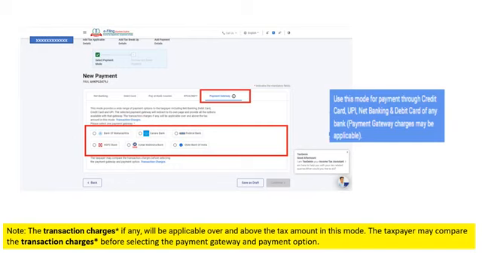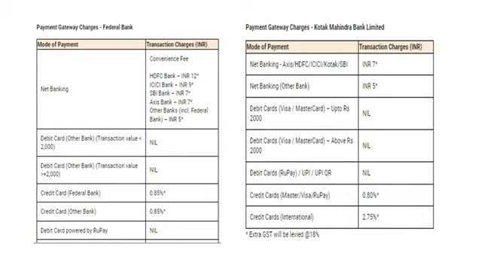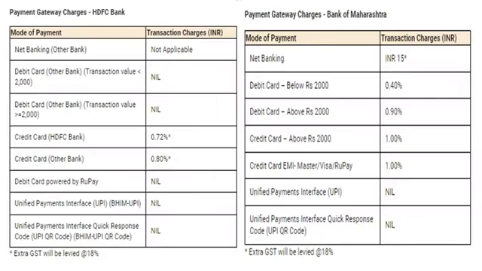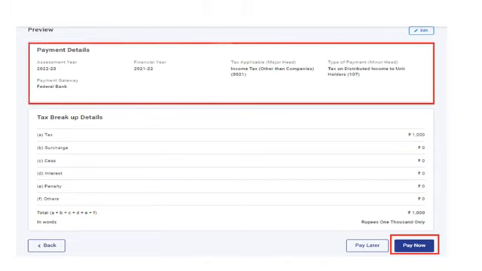The taxpayers are advised to compare the transaction charges before selecting the payment gateway and the payment option. After having selected the payment gateway, you can click on Continue button. In the meantime, you can also compare the payment gateway charges. You have the access to the preview. Please check the payment details and the tax breakup details and then click on Pay Now.